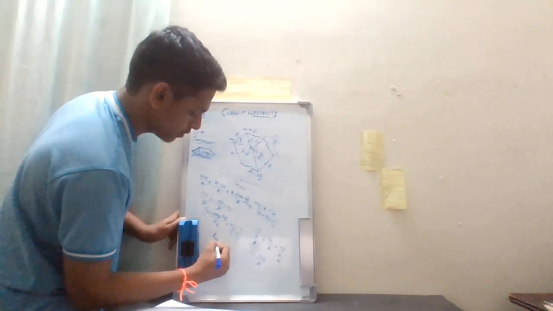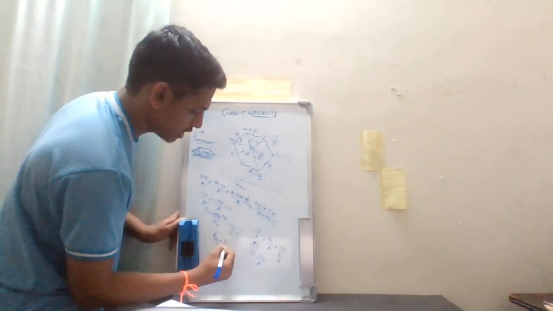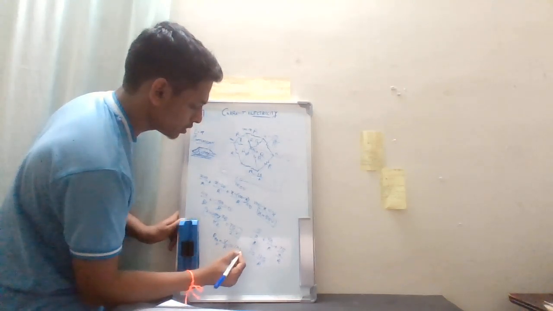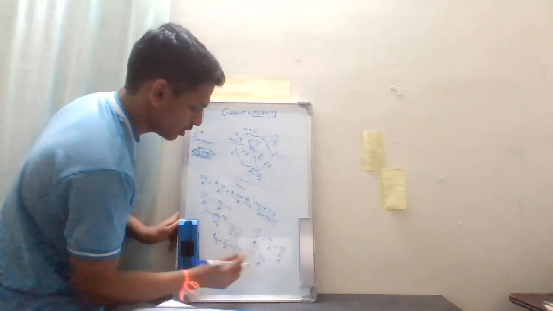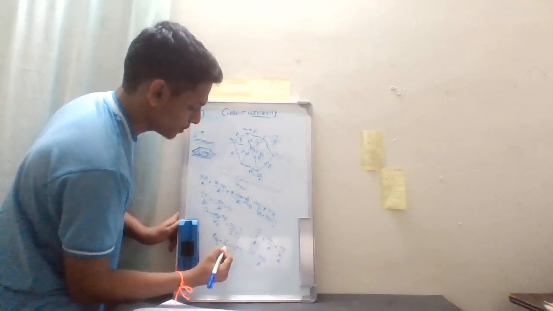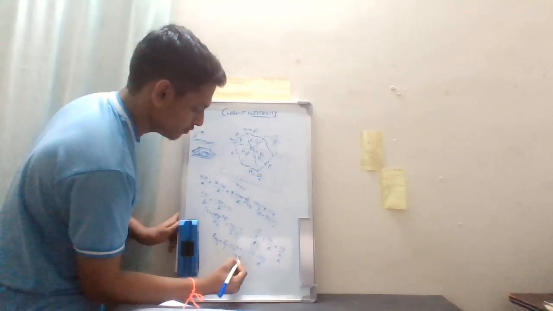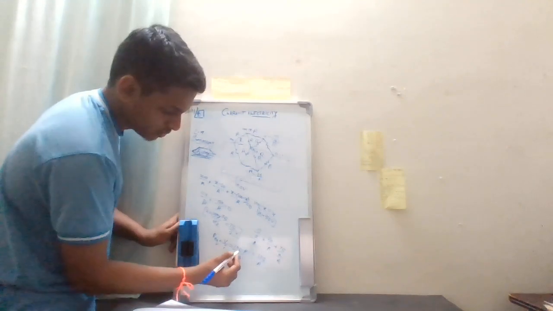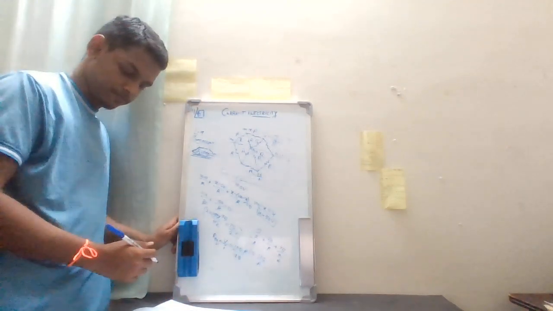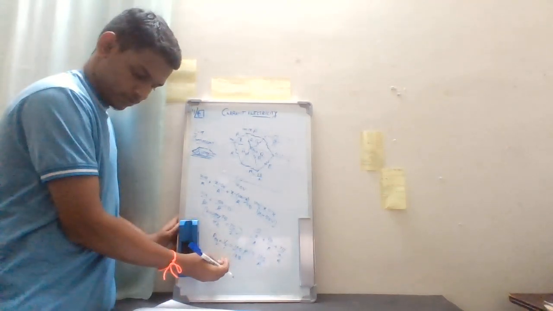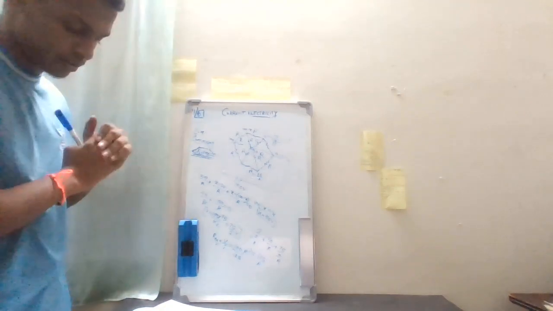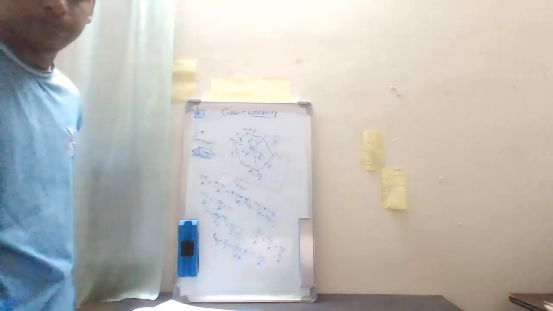R equivalent equals V by R. Here V is 100 volts. So 100 by I, that is 100 by 125 into R. So that is 125 by 100 by 125 into R.